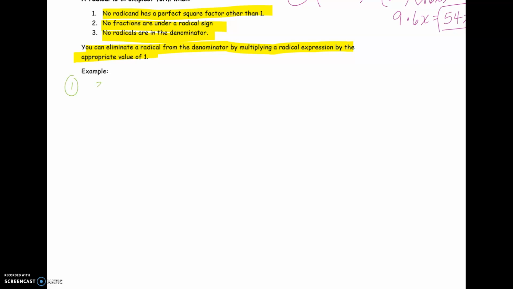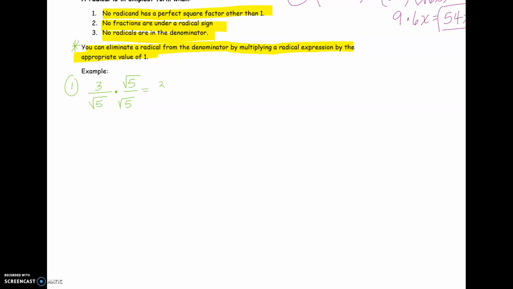Number 1, 3 divided by the square root of 5. Okay, there's no perfect square factors in 5. There is not a fraction under that radical, it's just a 5. But there is a radical in the denominator. So we're going to be using this right here where it says you can eliminate a radical from the denominator by multiplying by the appropriate value of 1. So I am going to multiply the numerator and denominator by the square root of 5 so I can get rid of that radical. Remember, the square root of 5 over the square root of 5 is really 1 because we're doing the same thing.